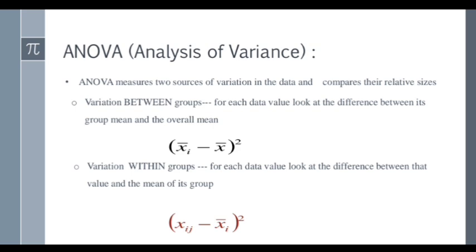So ANOVA measures the sources of variation in data and compares their relative sizes. It is of two types: variation between groups and variation within groups. Between group variation is the difference between the group mean and the overall mean. Within group variation is the difference between the value and the mean of its own group.